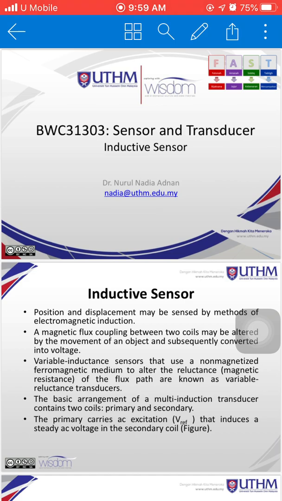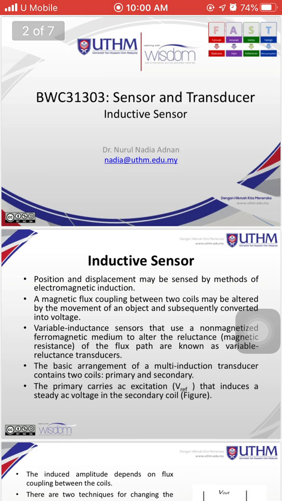Okay, we continue our lecture into inductive sensor. Alright, so we already discussed the potentiometric sensor, which depends on the value of resistance, and the capacitive sensor, which depends on the capacitance. Now we look into the inductive sensor, which depends on the value of inductance. So an inductive sensor is a device that uses the principle of electromagnetic induction to detect or measure objects.